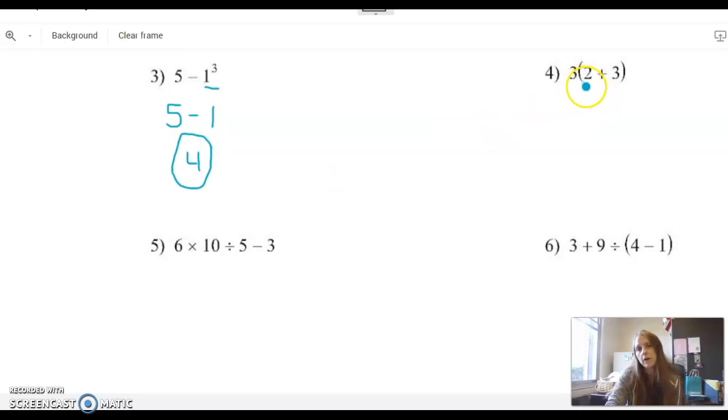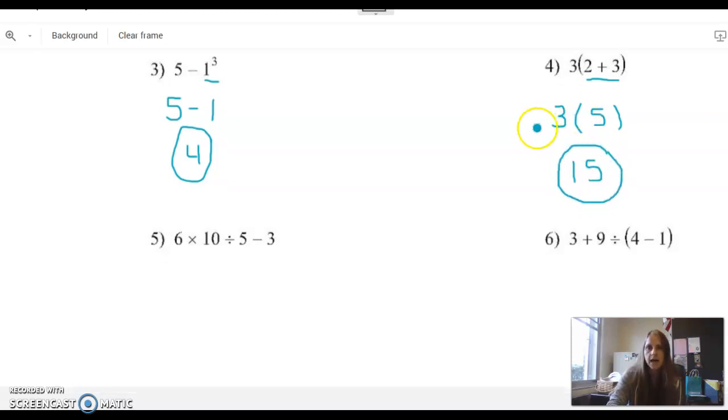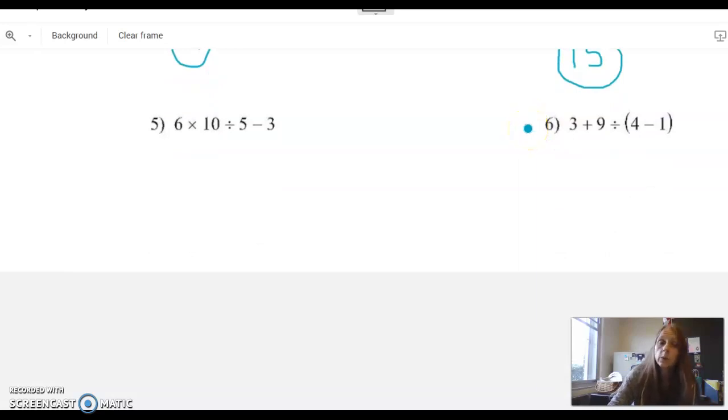Next one. We have our parentheses to start with, so we start inside our parentheses. So we have 3 times, right, because the parentheses there are now representing multiplication. 2 plus 3 would be 5, and then 3 times 5 is 15. So you probably remember doing these in middle school, right? It's not a new topic, just reviewing it because we will extend upon it here in Algebra 1. Once again, when we put letters in called variables instead of all just numbers.